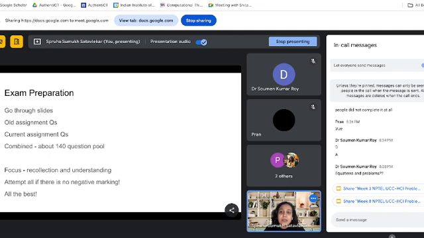Go through slides, go through old assignment questions and current assignment questions. Definitely every week you have been submitting the assignment questions and you will be getting the feedback on your submitted assignments, and all the correct answers will be with you by now. So combined you have about a 140 question pool. It should be really good to go through, keep them as prepared as you can.